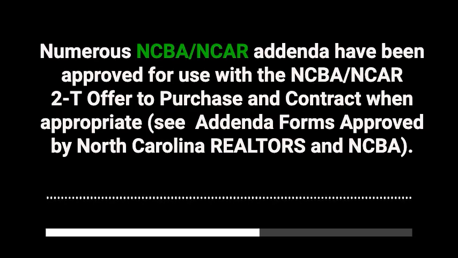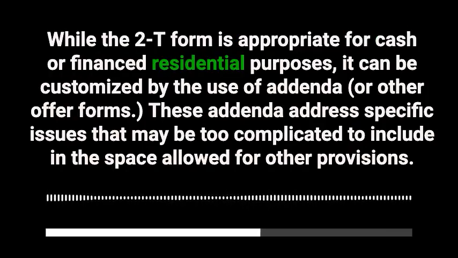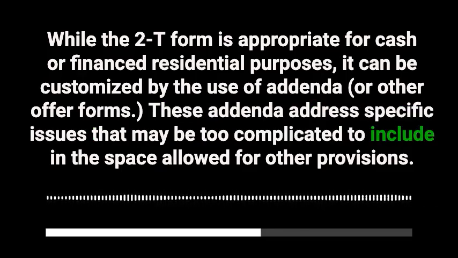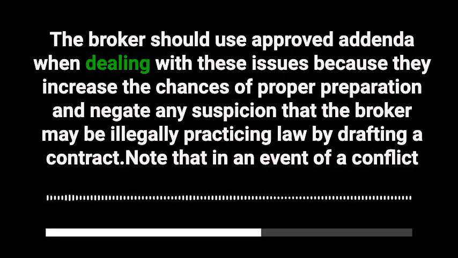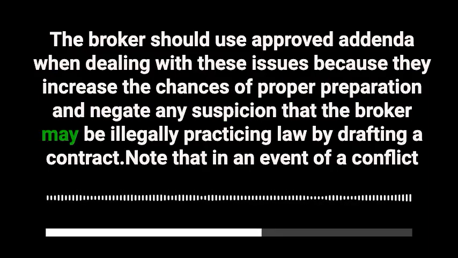Numerous NCBA, NCOR Addenda have been approved for use with the NCBA, NCOR 2T offer to purchase and contract when appropriate. While the 2T form is appropriate for cash or financed residential purposes, it can be customized by the use of addenda. These addenda address specific issues that may be too complicated to include in the space allowed for other provisions. The broker should use approved addenda when dealing with these issues because they increase the chances of proper preparation and negate any suspicion that the broker may be illegally practicing law by drafting a contract.